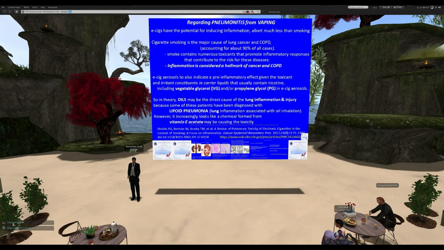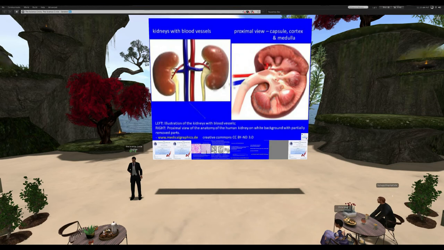I think vaping has a lot of risks. I'm not going to dwell on this because it's not the main topic, but you can look at it in the PDF. I thought it's kind of related to the ARDS part.